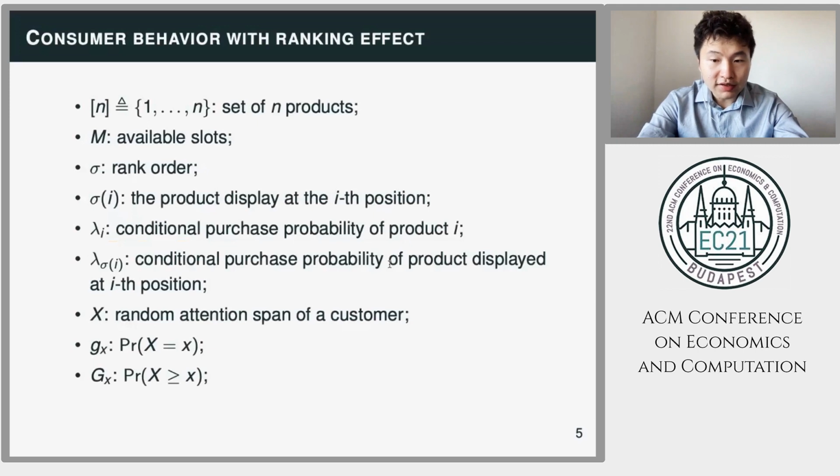Furthermore, we consider a case where the consumer's attention span is random and unknown, denoted by X. We use g(x) to represent the probability that the attention span equals x, and capital G(x) to represent the probability that the attention span is at least x.